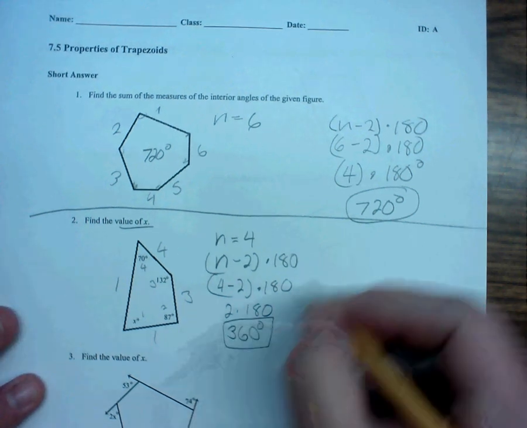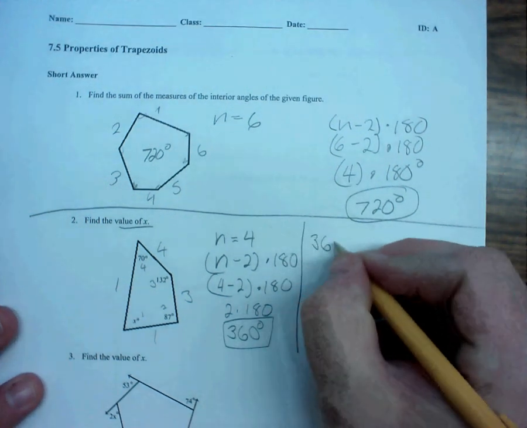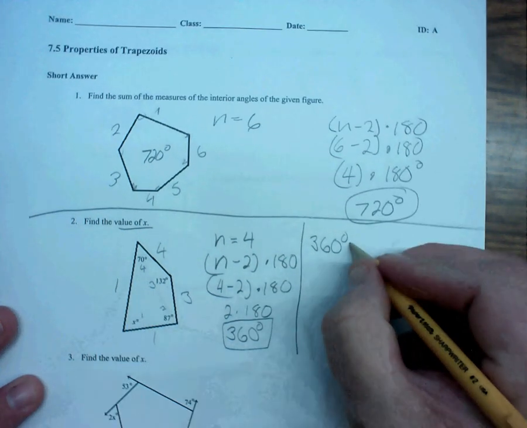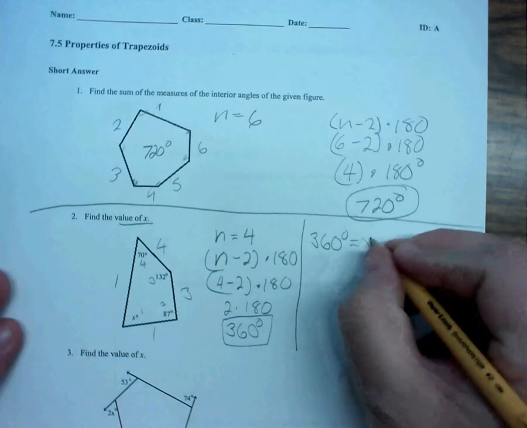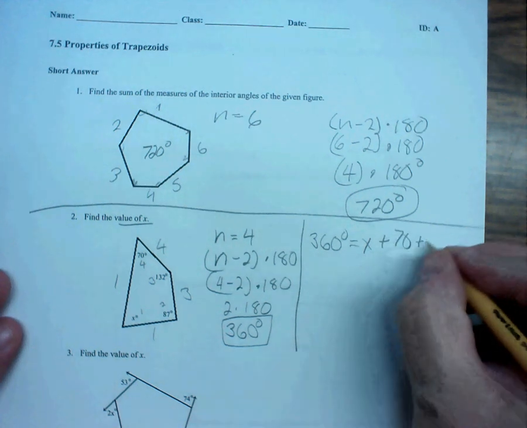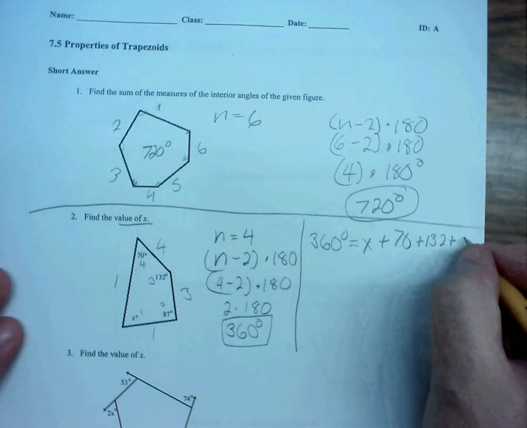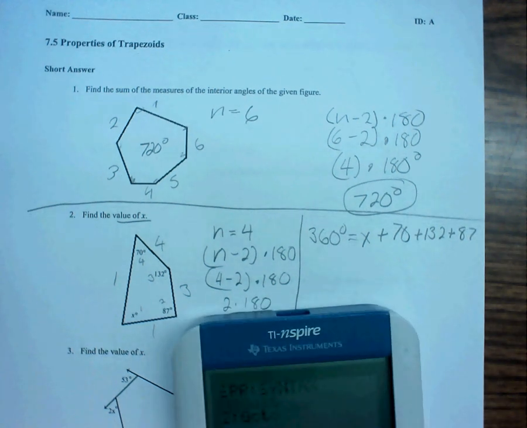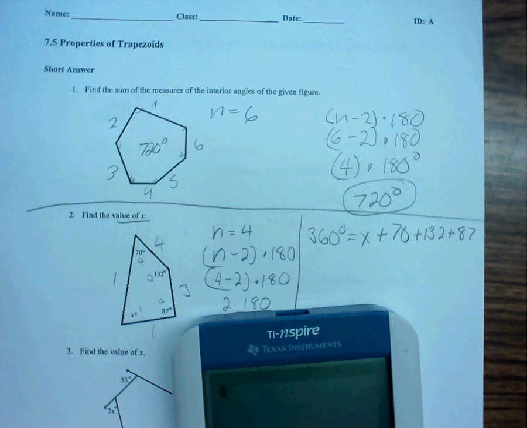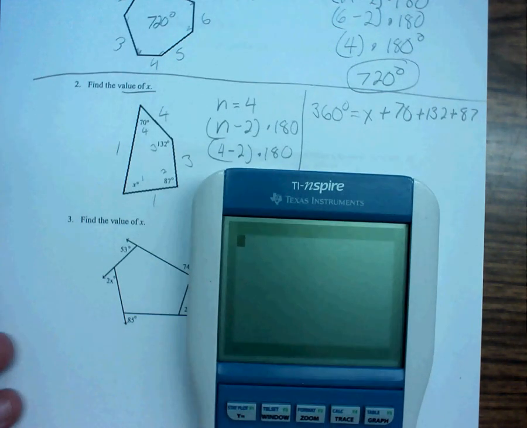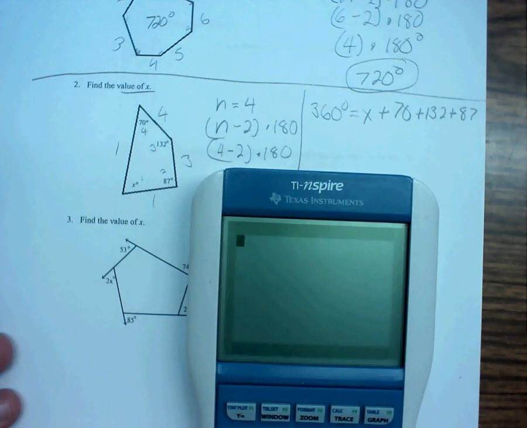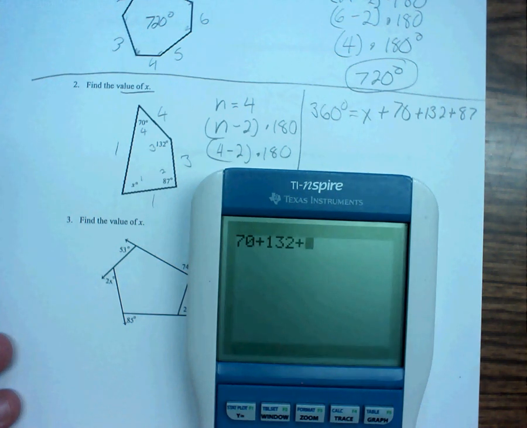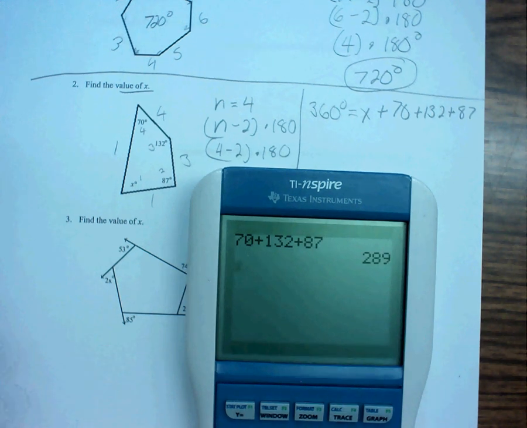So then that means 360 degrees is the sum of all these interior angles. So 360 should equal x plus 70 plus 132 plus 87. So I got out my handy dandy calculator, and I'm going to say 70 plus, whoops, clear that out, 70 plus 132 plus 87, 289.